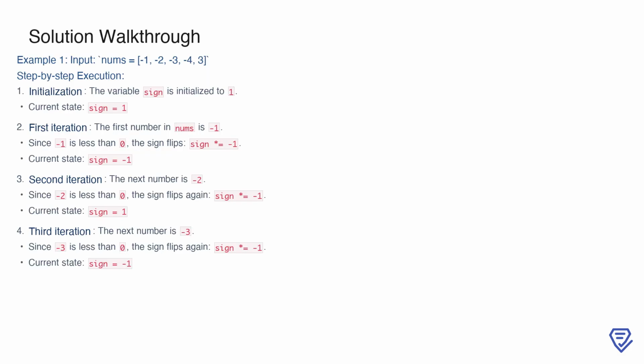To solve this problem, we start by initializing a variable sign to 1. This variable will help us keep track of the overall sign of the product as we iterate through the array. Now, looking at the first number in the array, which is -1, we see that it is less than 0. Whenever we encounter a negative number, we flip the sign by multiplying sign by -1. This changes the current value of sign to -1.